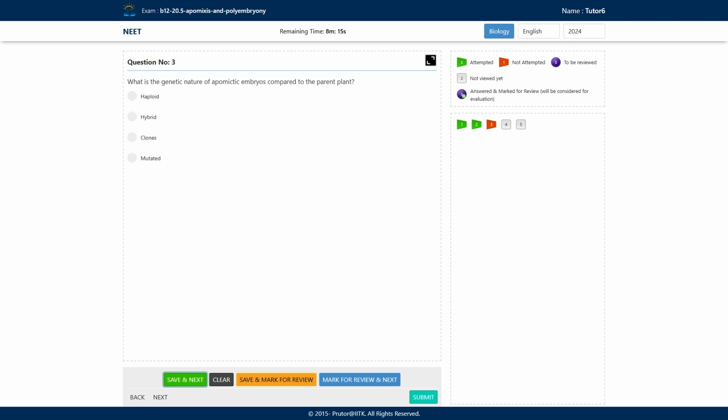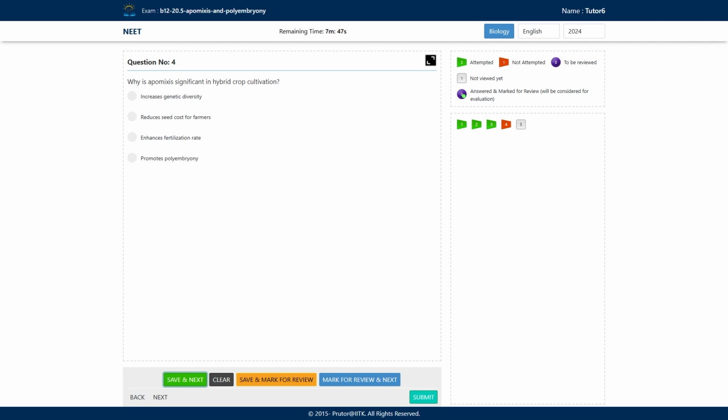Next question: what is the genetic nature of the apomictic embryos compared to the parent plant? The genetic nature of the apomictic seed, what is the ploidy of it? A. Haploid, B. Hybrid, C. Clones, and D. Mutated. Yes, everyone is correct. C, clones. They are the clones. So we will save and move to our next question.